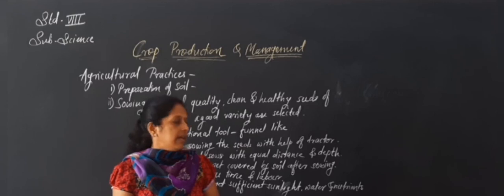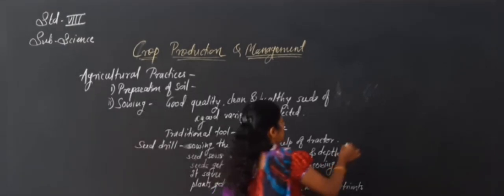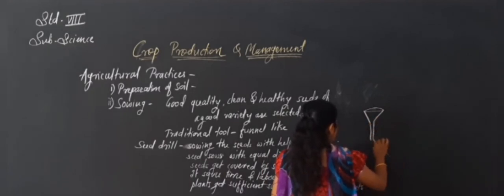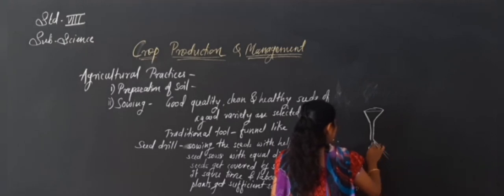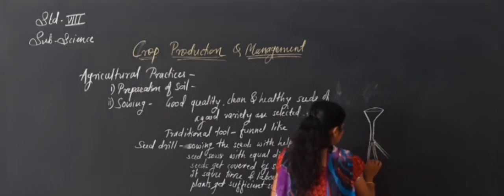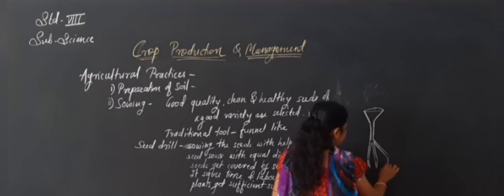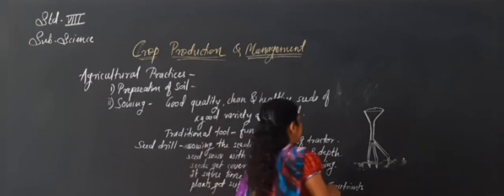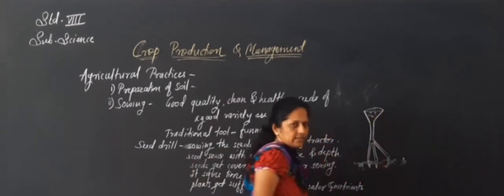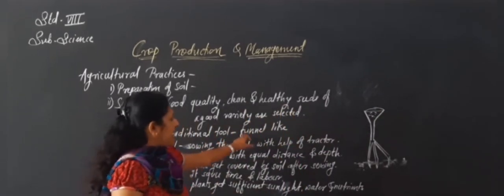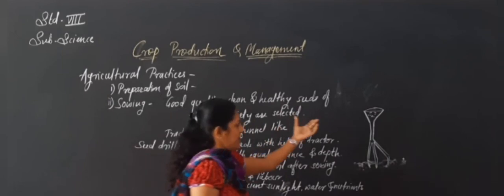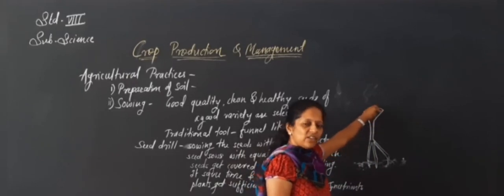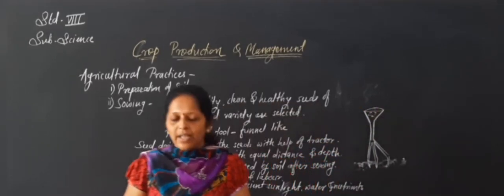There is one traditional method. A funnel shaped structure is used, with two or three pipes attached. With the help of that the sowing of the seeds is done, and it pierces down into the soil whenever you add grains or seeds. That is the traditional tool, a funnel like structure, and the seeds are added into it, and that funnel is attached to the animals.